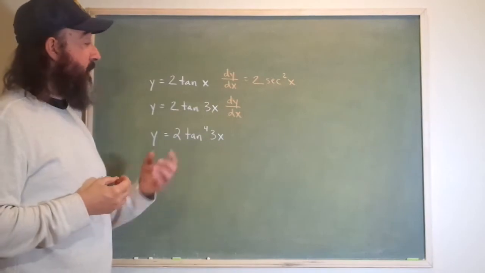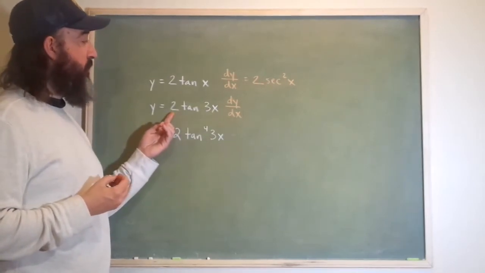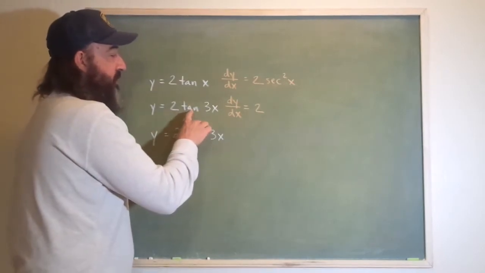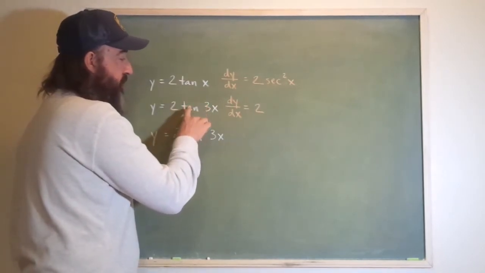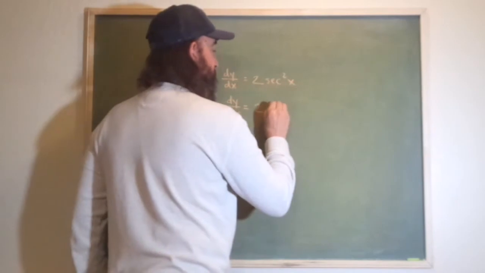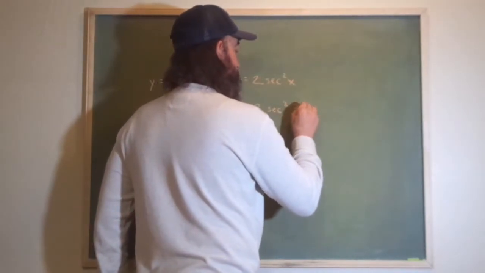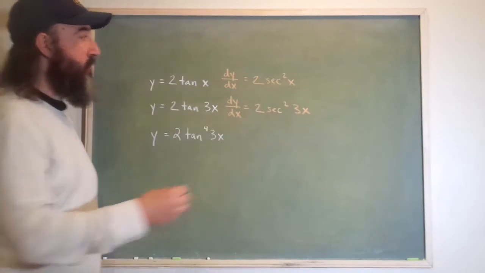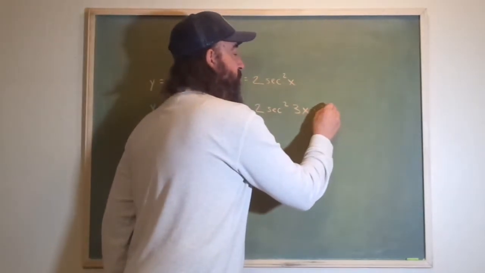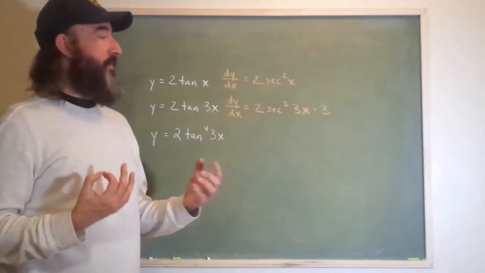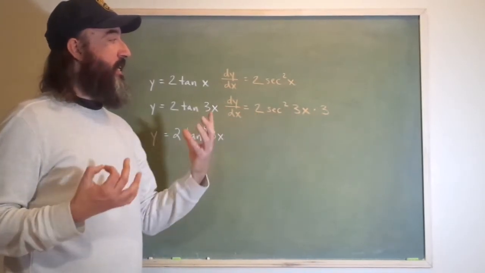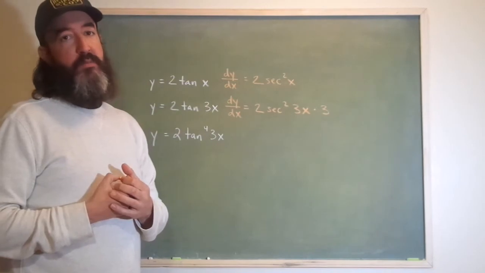Same thing in this second example. My 2 is a constant multiplier, so 2 could just come along for the ride. And then the derivative of tangent is secant squared. So the derivative of tangent 3x is secant squared 3x. But we then need to multiply by the derivative of 3x. We then need to multiply this by 3. I can, of course, neaten this up. I can move my 3 in the front and multiply it times the 2. This would be 6 secant squared 3x.